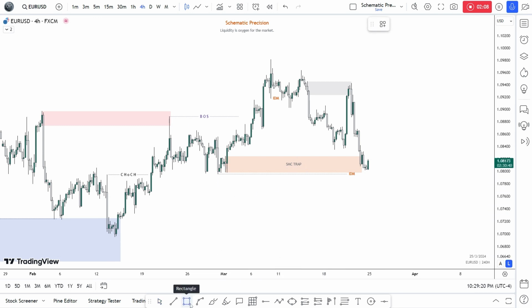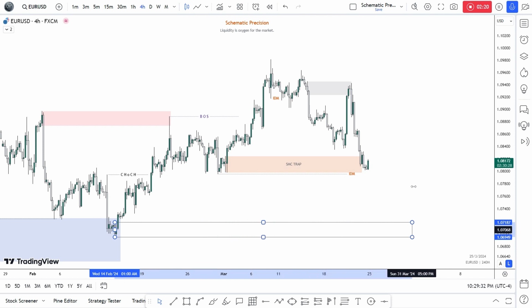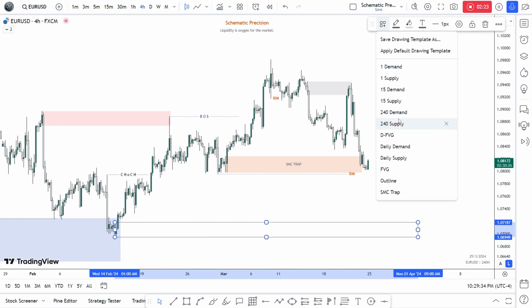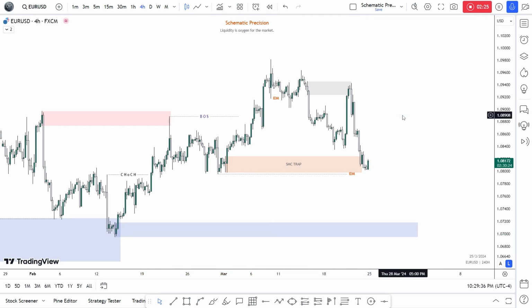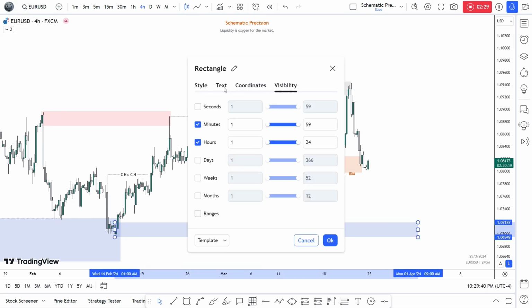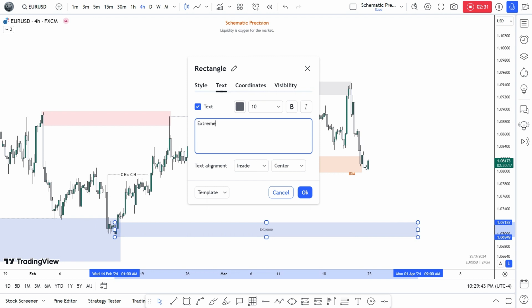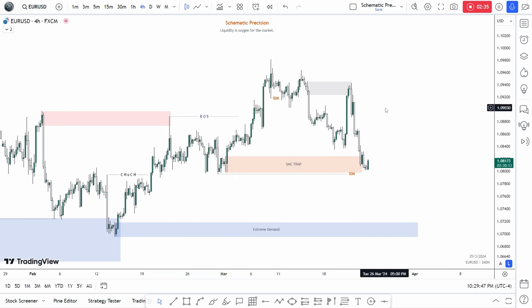Do we have any POI, any order block, or any order flow which is unmitigated? So all this is liquidity, and this last down candle can be our demand zone in 4 hours. So let me mark this as extreme demand. So this is our extreme demand.